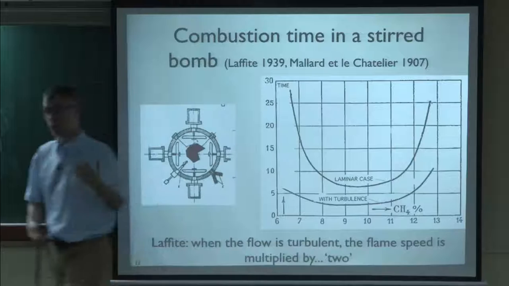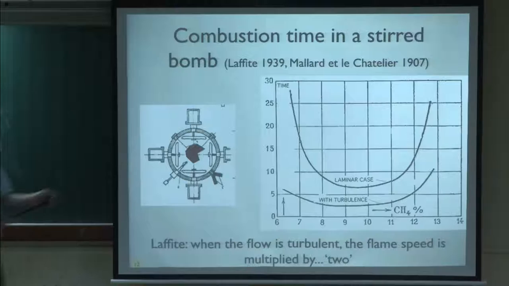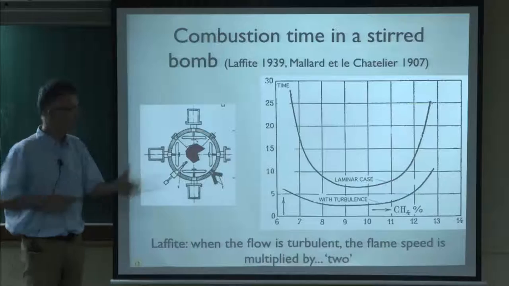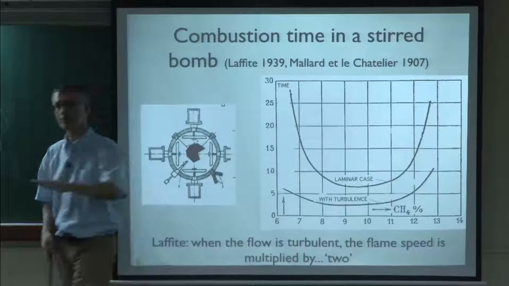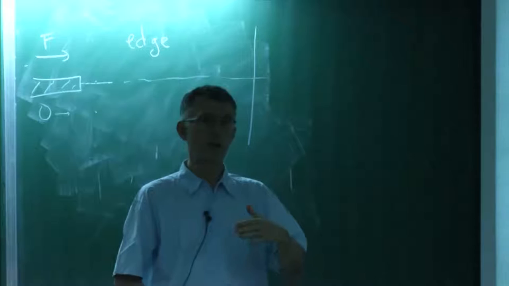How do they move the flow? You take the bomb and you add fans. So you turn the fans, that creates turbulence, and then you ignite. And what they saw is that the combustion time was less. Okay? So they recognized already in those days that more turbulence leads to faster combustion. So that's a good thing.